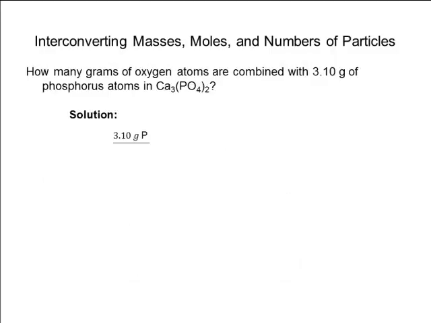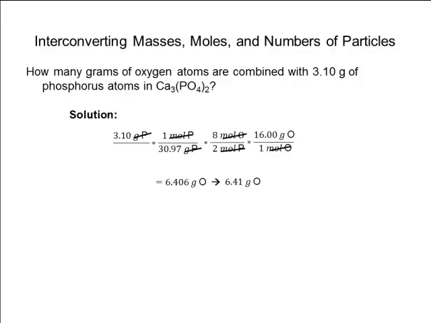So we're starting with grams of phosphorus, converting to moles of phosphorus. Put the grams of phosphorus on the bottom in the next step, so our grams of phosphorus cancel. We then put our moles of phosphorus on the bottom of the next step, so that our moles of phosphorus cancel. And then we put moles of oxygen on the bottom of the next step, so that our moles of oxygen cancel. When we plug those values in, we get 6.406 grams of oxygen, but we're limited to 3 significant figures because of our 3.10 grams. So we end up with 6.41 grams of oxygen.